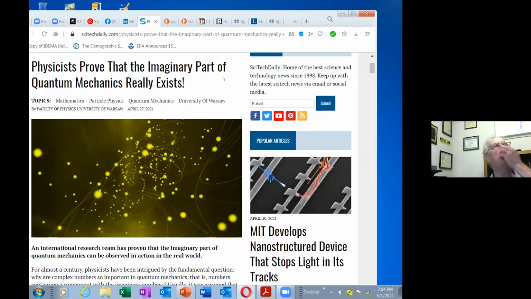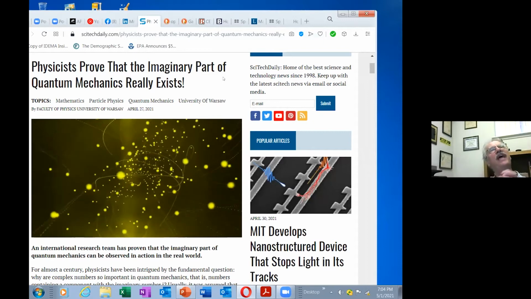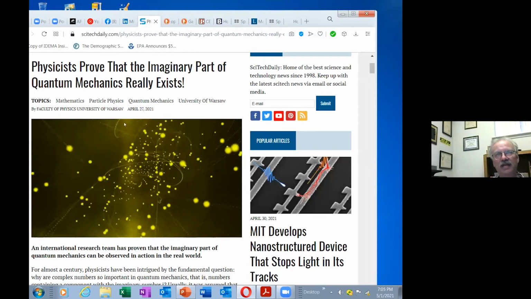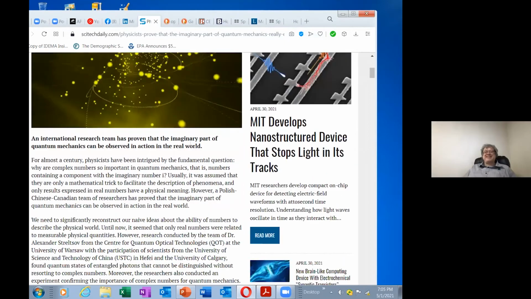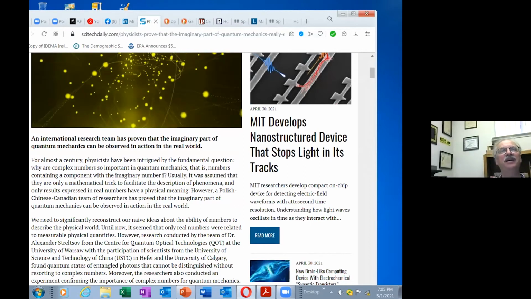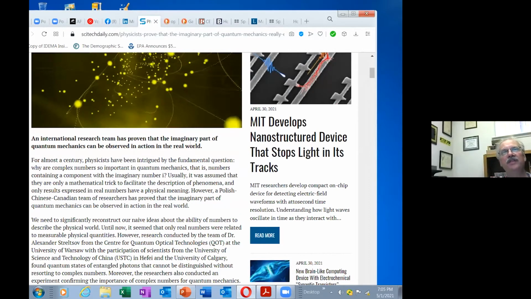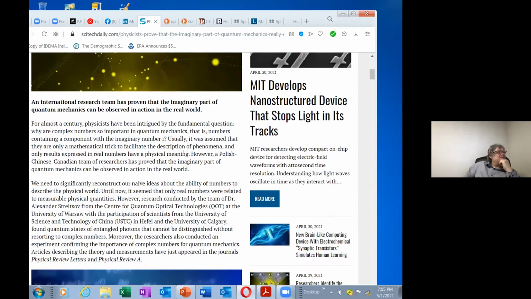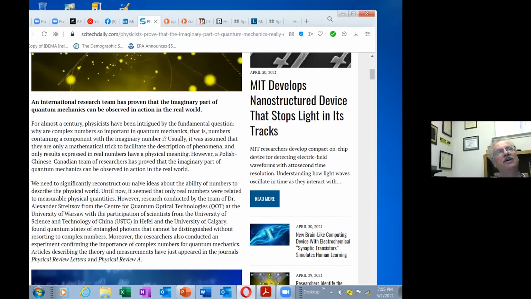Physicists prove that the imaginary part of quantum mechanics really exists. An international research team has proven that the imaginary part of quantum mechanics can be observed in action in the real world. For almost a century, physicists have been intrigued by the fundamental question: why are complex numbers so important in quantum mechanics? That is, numbers that contain a component with an imaginary number i, or the square root of -1.